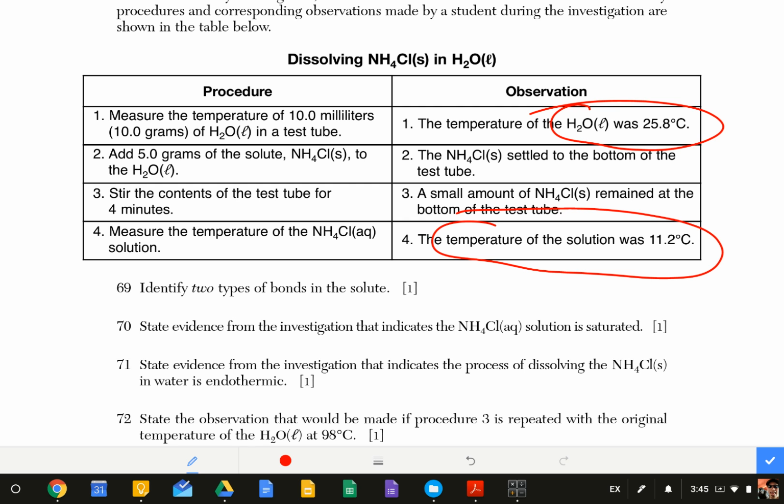That means that by dissolving ammonium chloride, the water lost heat. Now, I know that you're probably thinking, well, losing heat is exothermic. The thing is that the energy was being used in order to dissolve the ammonium chloride, meaning that this process overall, it absorbed energy. So that means that this is endothermic, that absorbed heat. So the evidence is that the temperature of the solution decreased. So it would feel cold if you touched it.